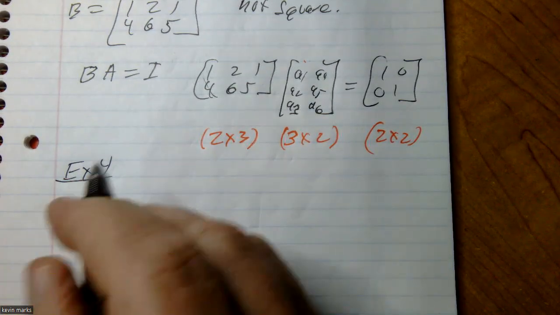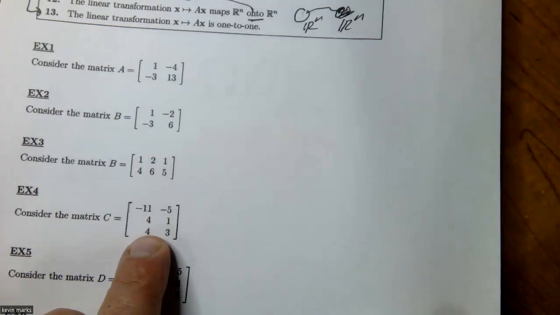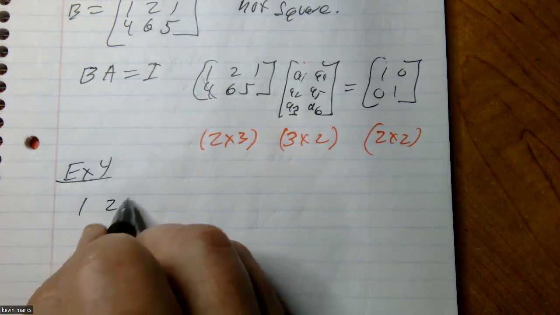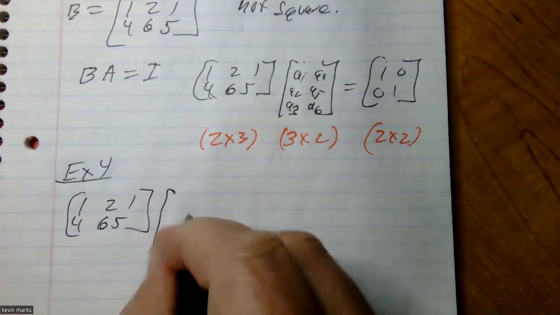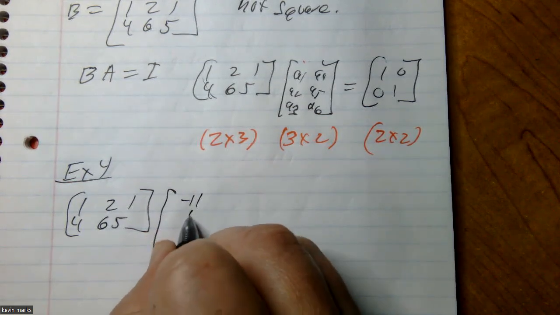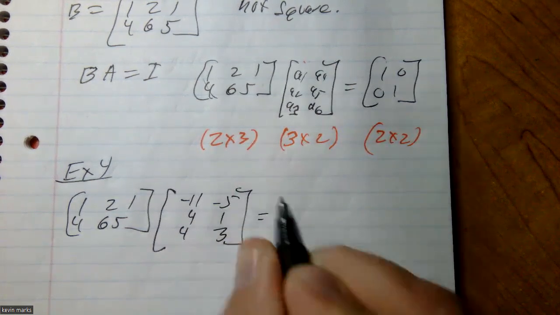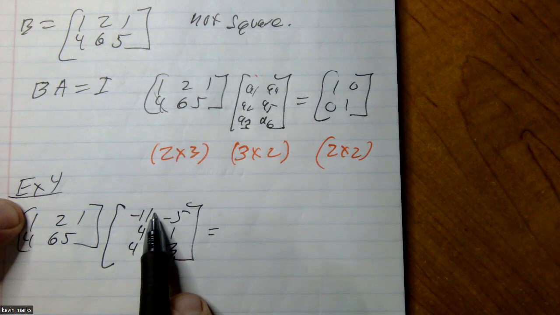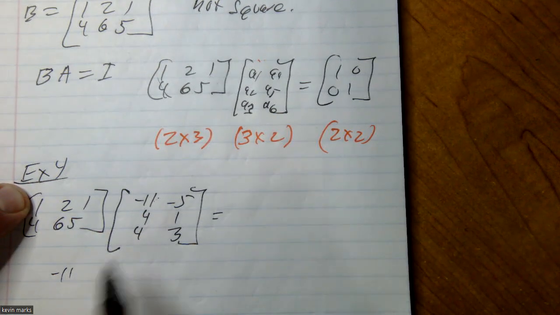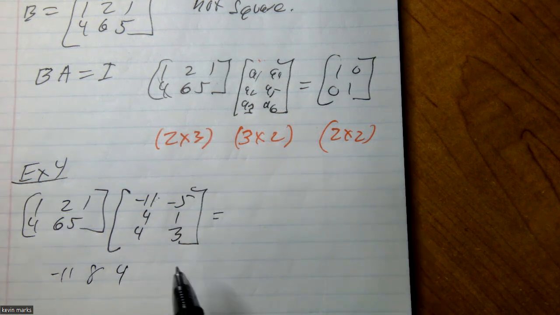The point here is if I take this other matrix, example 4, this one, and multiply these together, you can check it out later. Let me just write it here: 1, 2, 1, 4, 6, 5, and then we multiply by negative 11, 4, 4, negative 5, 1, 3. We're already here, so we can maybe do it by hand. You're going to get negative 11 here, 8 here, and then 4 here.